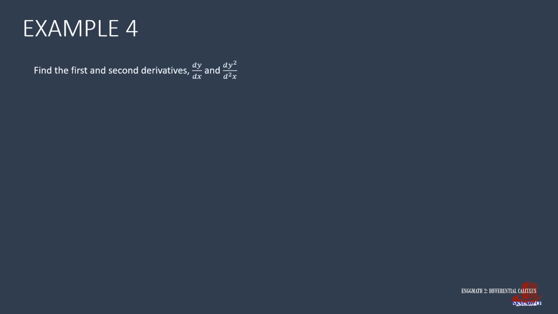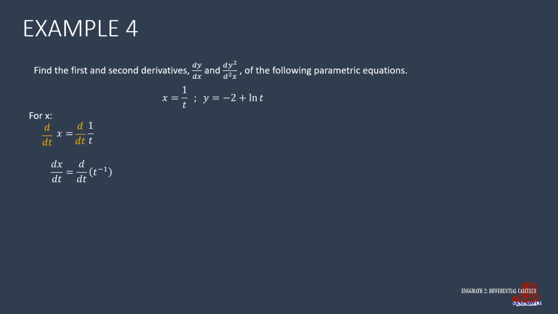For example 4, we have x is equal to 1 all over t, and y is negative 2 plus ln of t. dx all over dt is the derivative of 1 all over t, which is transformed as t raised to negative 1. So by power rule, we take dx all over dt as negative 1 times t raised to negative 2 multiplied by dt all over dt, which is again 1. So dx all over dt is negative 1 over t squared.